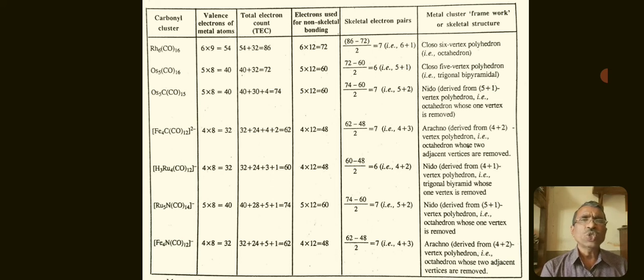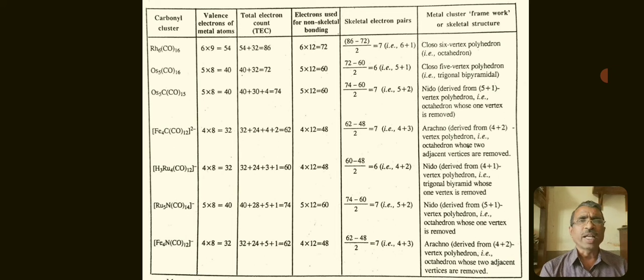Now, in this cluster, we have 5 metal atoms. So, therefore, this belongs to the class 5 plus 2, which becomes 7. So, 5 plus 2 is nothing but M plus 2. So, M plus 2 belongs to the class Nido. Therefore, this cluster is having the Nido structure.